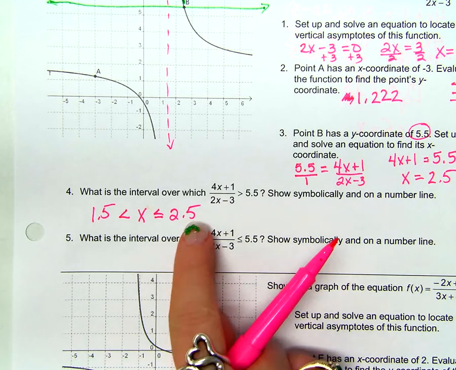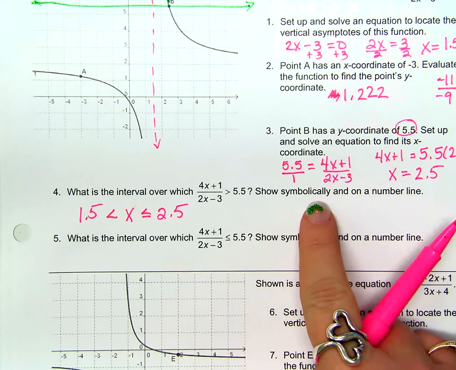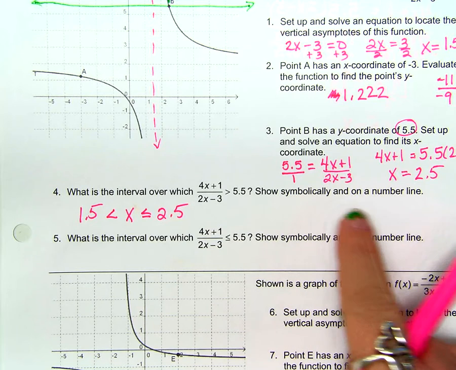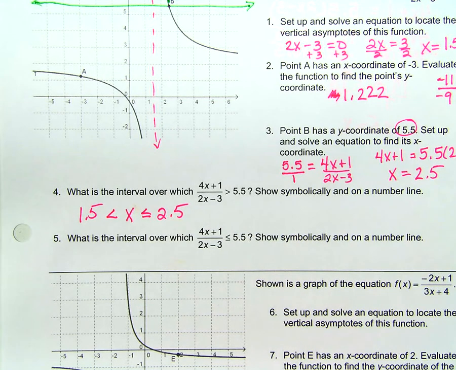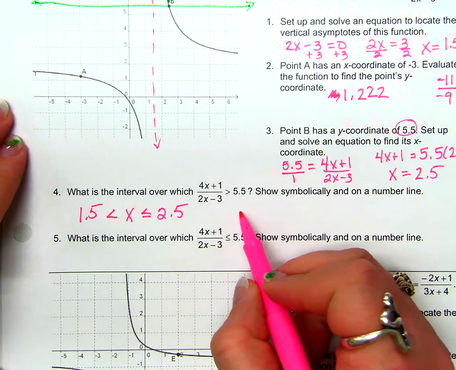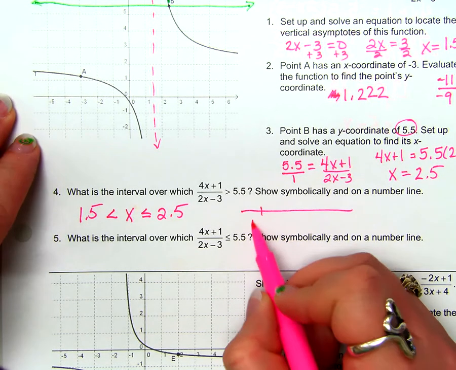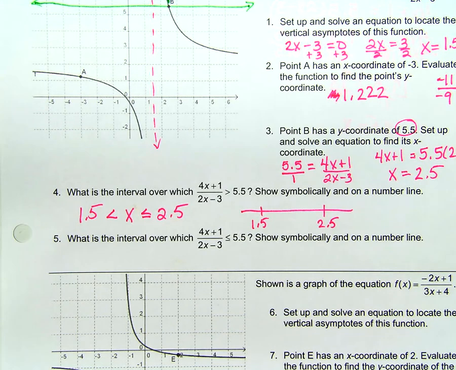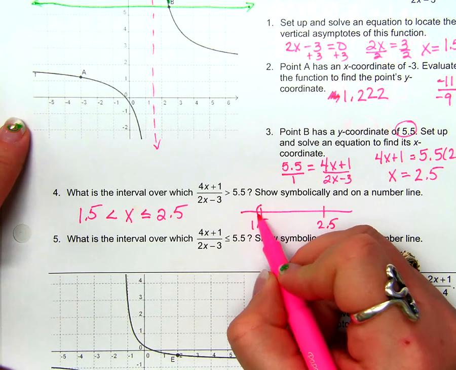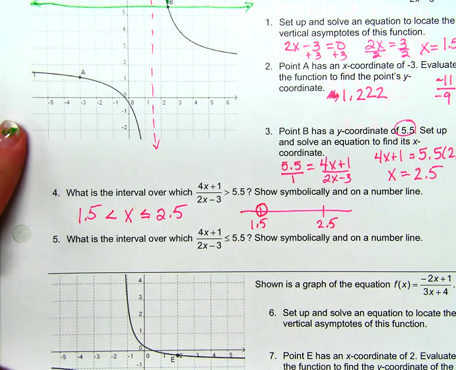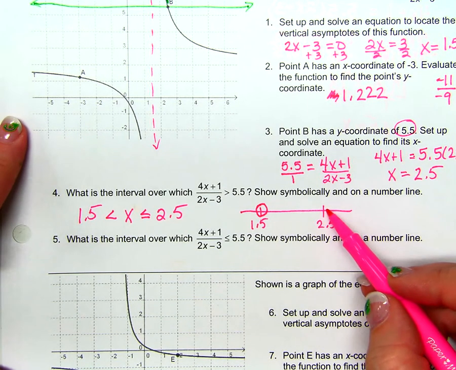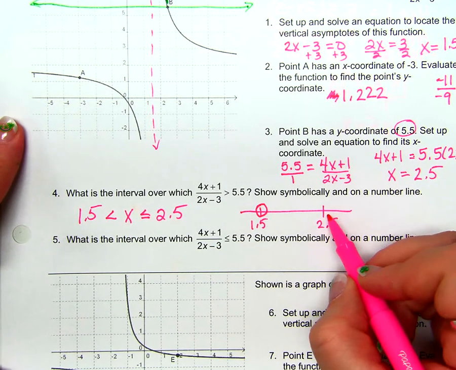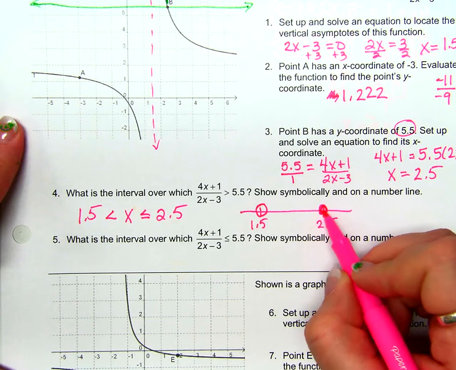Okay? So it asks you two different things. Show symbolically and on a number line. Well, that's symbolic. Number line I need a 1.5, and I need a 2.5. Does it ever get to 1.5? No. Then please remember that I have an open circle on 1.5. Does it ever get to 2.5? Yes. Then please remember I have, perfect, a closed circle on 2.5.